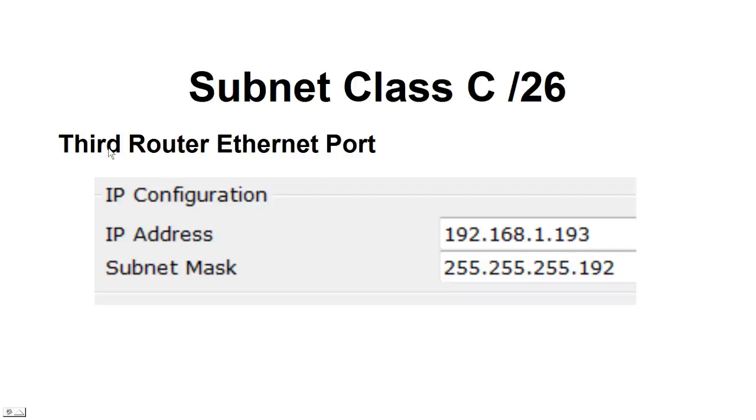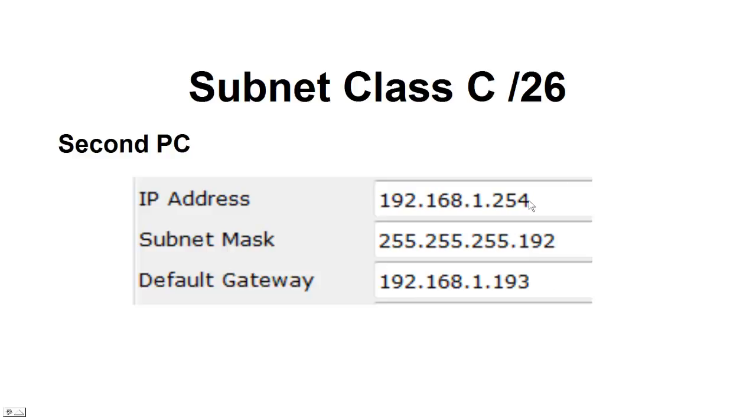So in our last third router, the Ethernet port is going to be assigned to 193. That's in the network 192. And again, if we add 1 to the 192, our first assignable is 193. Then we're going to go ahead and assign the .254 to our second PC, again with the same subnet, and the gateway is the 193, which is the first assignable above the 192, which is that network.